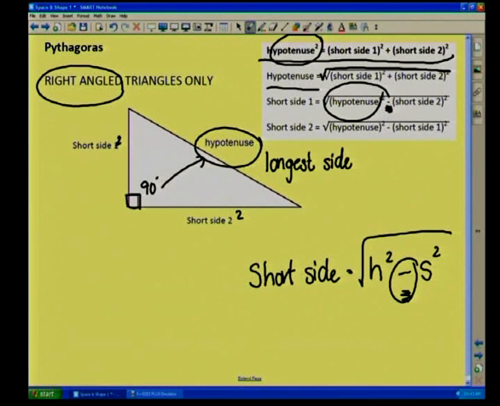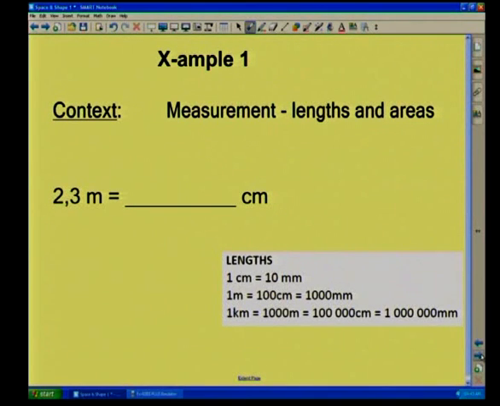Right, let's get on to some examples now so we can actually use this information. Right, example 1. This is looking at measurements and lengths and areas. Some of the first questions are just basic conversions, so I would have to convert from 2,3 meters to centimeters.